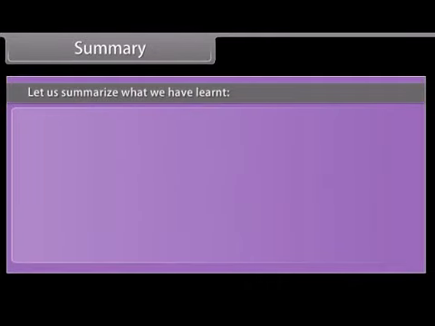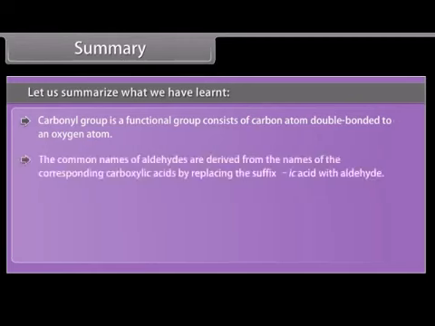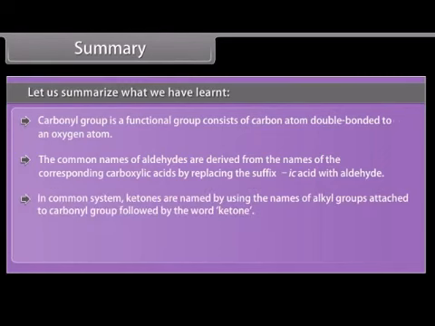Summary. Let us summarize what we have learned. Carbonyl group is a functional group consisting of a carbon atom double bonded to an oxygen atom. The common names of aldehydes are derived from the names of the corresponding carboxylic acids by replacing the suffix -ic acid with aldehyde. In the common system, ketones are named by using the names of alkyl groups attached to the carbonyl group followed by the word ketone.